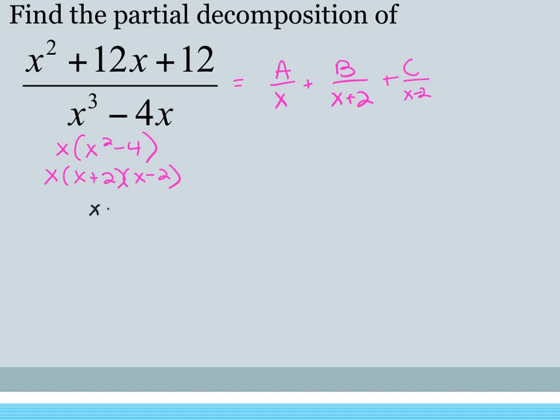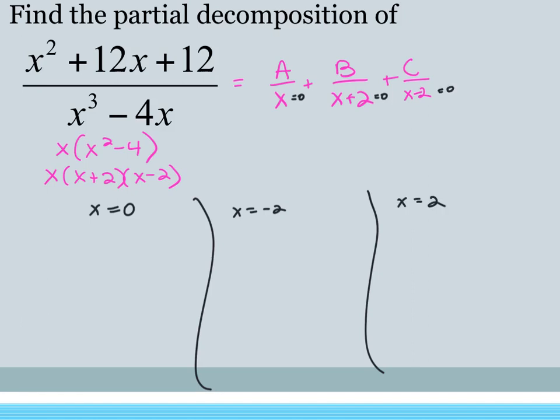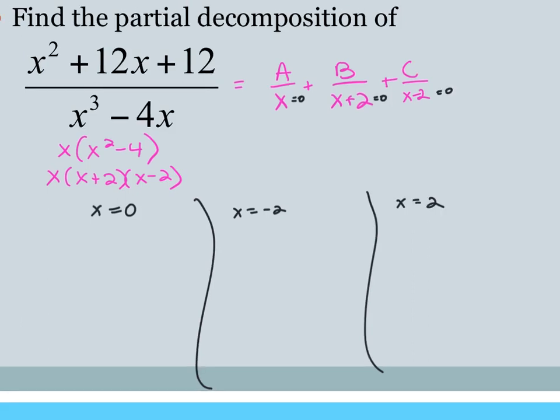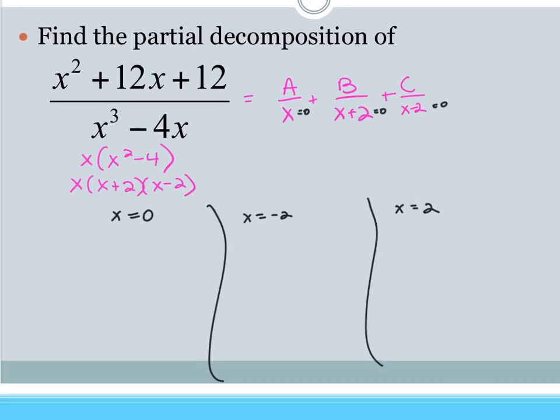What's going to cancel out the first one? Like if I set this equal to 0, I get 0. Set this equal to 0, I get negative 2. Set this equal to 0, I get positive 2. So this A gets both the x plus 2 and the x minus 2 because it's missing both. The B gets the x and the x minus 2, and the C gets the x and the x plus 2.